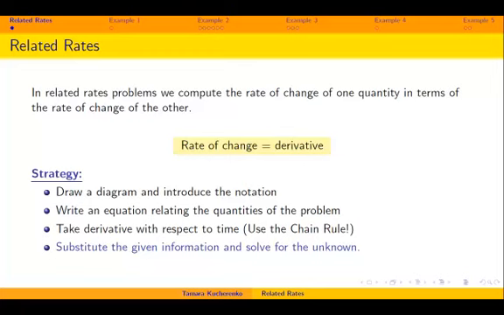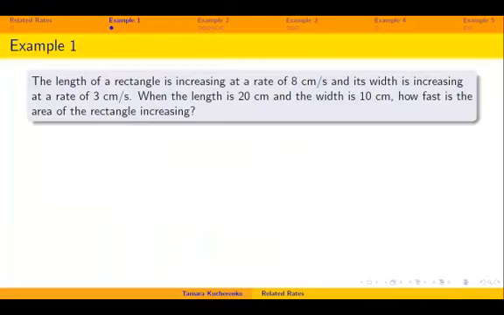The rest of our lecture will be spent on working 5 examples. Here is example number 1. The length of a rectangle is increasing at a rate of 8 centimeters per second, and its width is increasing at a rate of 3 centimeters per second. When the length is 20 centimeters and the width is 10 centimeters, how fast is the area of the rectangle increasing?